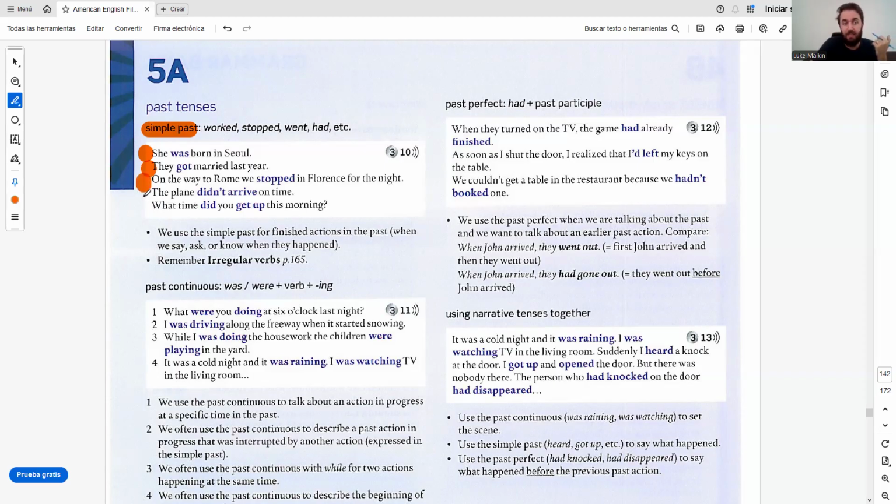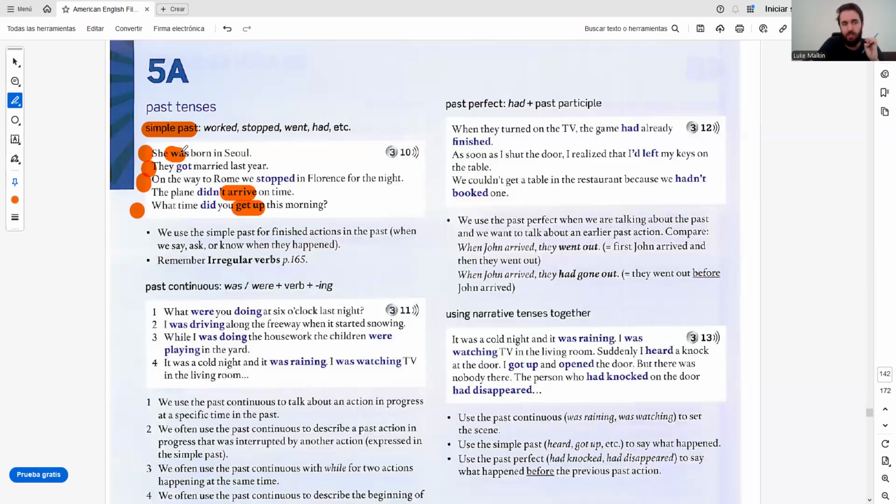The plane didn't arrive on time. Didn't and did are the auxiliary verbs for the past tense. Negative with didn't. Questions with did. What time did you get up this morning? And your second verb is base form.